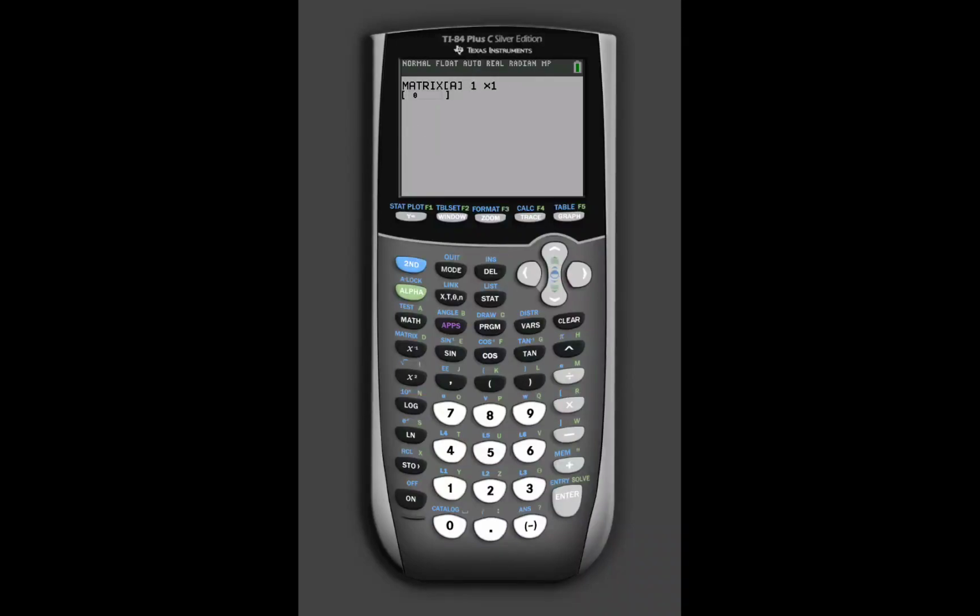Now, my matrix says 1 by 1, but usually it won't say 1 by 1 because it's going to be whatever matrix you used last. Now, what size is my A matrix? My matrix is a 3 by 3. So then you have to type your numbers in. When you hit enter, it goes across. So I'm doing the across numbers.